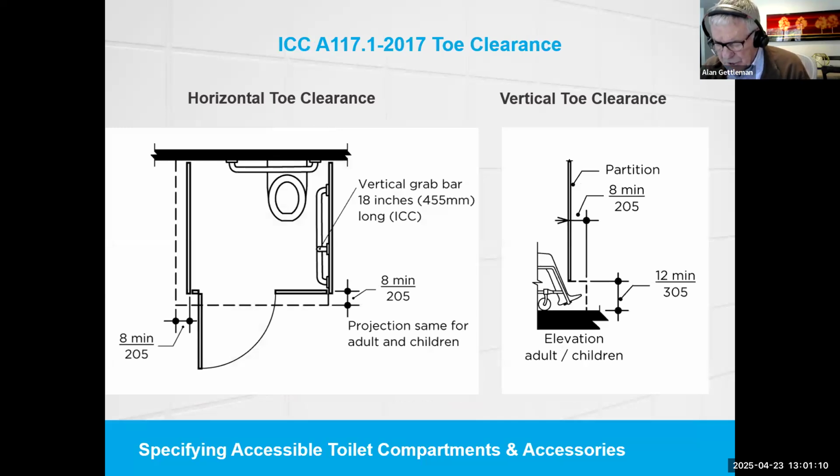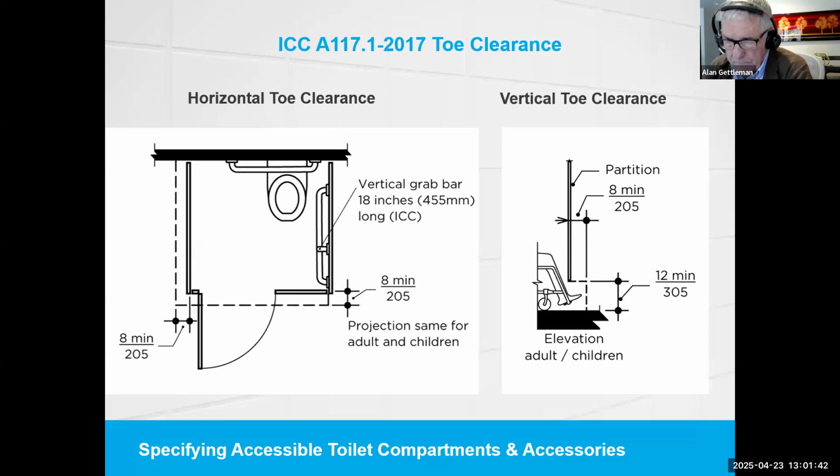In the A117 standards, the toe clearance requirement is 12 inches minimum for adults and children, as shown on the right side here, and it must extend 8 inches minimum beyond the compartment front and one side, excluding any supporting panels or partitions or stiles. The toe clearance at the front and side is not required in a compartment greater than 67 inches in depth and 68 inches in width.